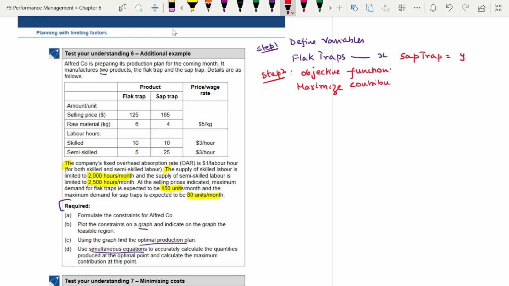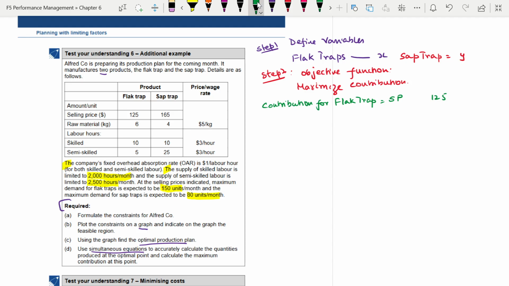Maximize the contribution. Now, what is the contribution? How much is the contribution? Can we calculate the contribution? Contribution for flag trap. How much is there? I'm putting it very simple. Selling price is how much? Selling price is SP. Selling price is 125.